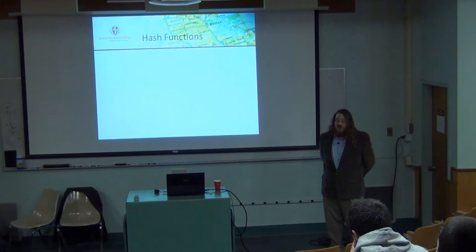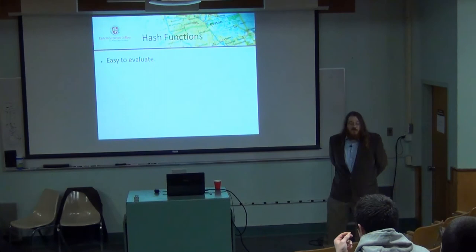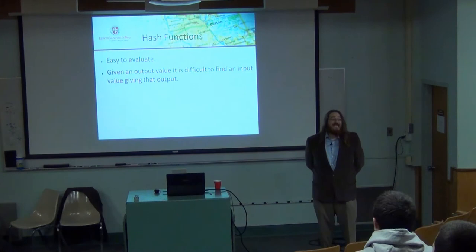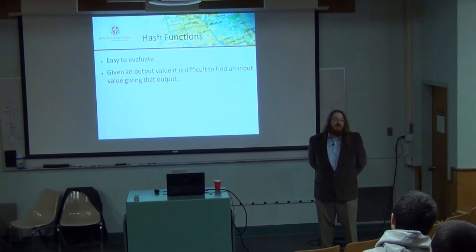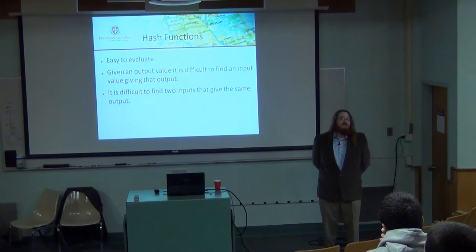Hash functions. Another big piece of the Bitcoin algorithm and technology security in general comes from the use of what are called hash functions. What is a hash function? It is a function which is easy to evaluate. You plug a value in, it spits a value out very quickly. But given a specified output value, finding an input value that goes to that is hard. So in other words, if I have an output value of 3, figuring out what input goes to that is difficult. It's also hard to find two inputs that give the same output.